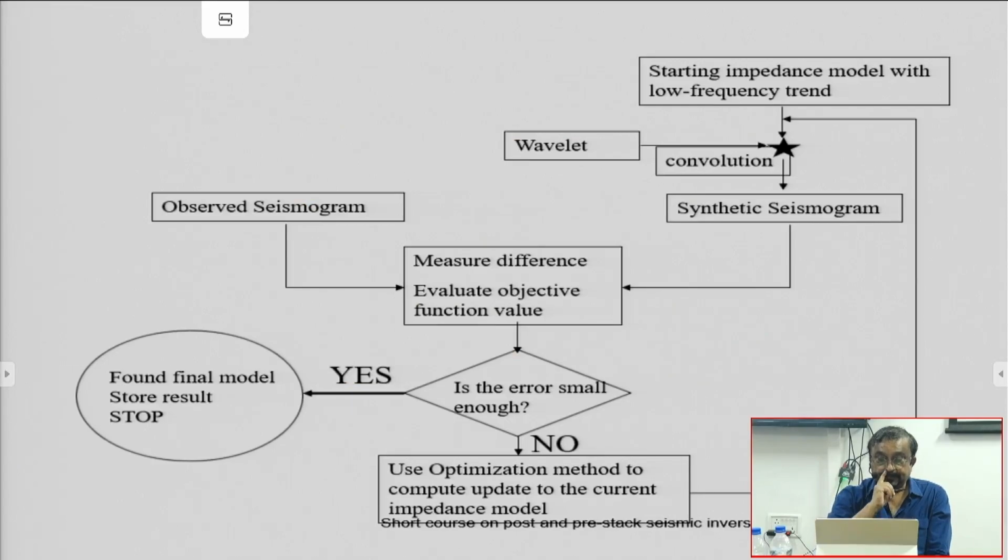So here is the approach. We start with the starting impedance model, and that is the low frequency model. It's not contained in the data, so you have to supply it, okay? And then we have the wavelet, we convolve, generate synthetic data, and then we repeat in this particular loop.